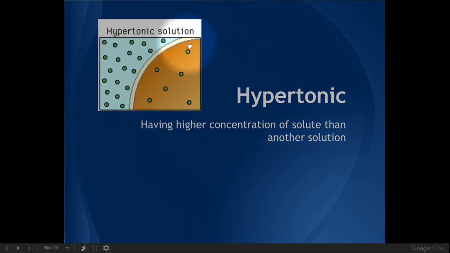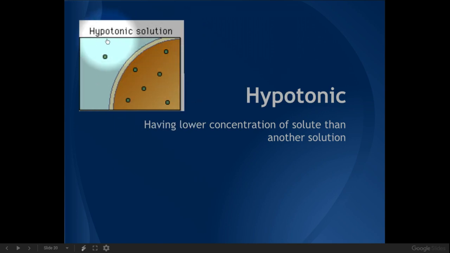if this membrane was permeable to these green molecules and they could move in and they could move out, this side is in a greater concentration. And so these solutes would want to move inside the cell from a higher concentration to lower concentration because of diffusion. So if this were permeable to this solute, these solutes would want to go in the cell.